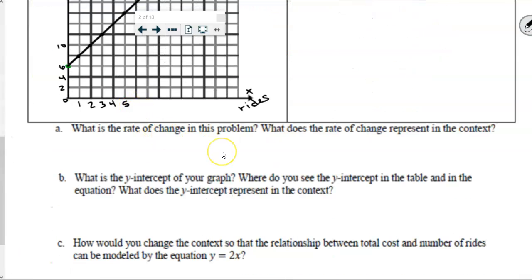What is the rate of change in this problem, and what does the rate of change represent? We just summarized what rate of change is before we started this recording. Students in class, what do you remember? What is rate of change? What are we really talking about? Maverick.